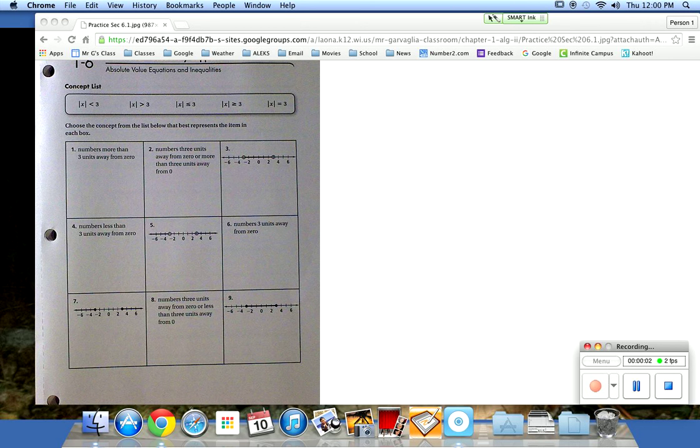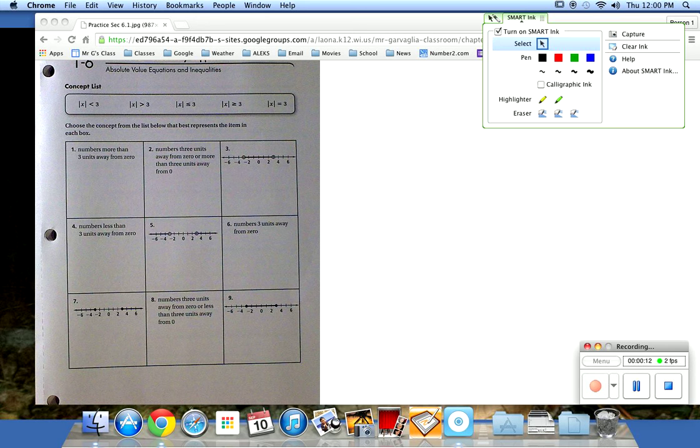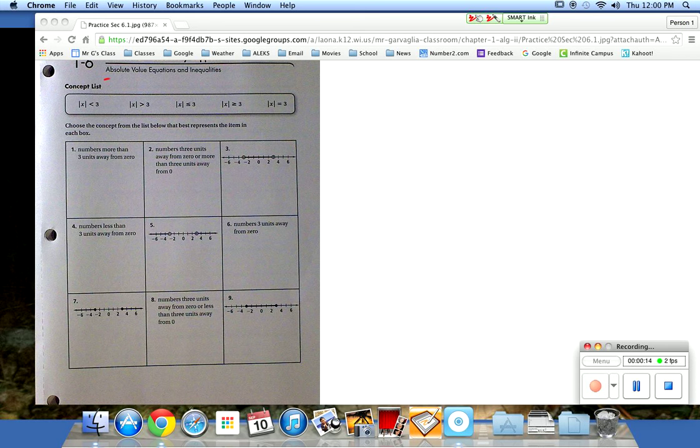All right. Section 6, Chapter 1. Learning target for today is absolute value equations and inequalities. Absolute value equations and inequalities. Okay. Absolute value. Do we know what an absolute value is?